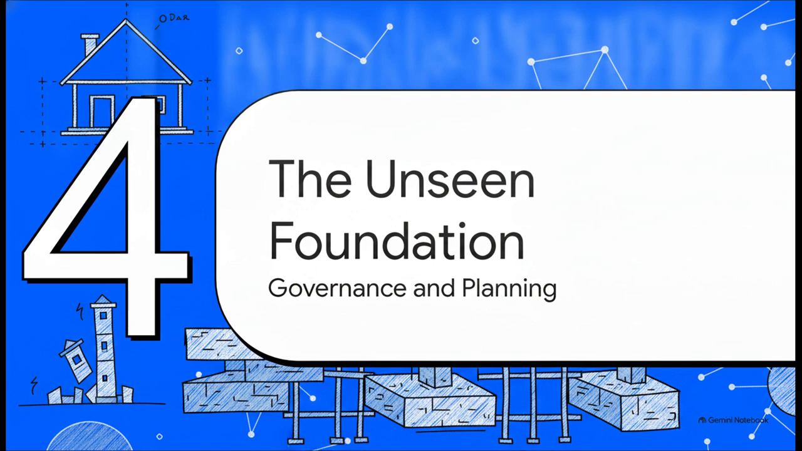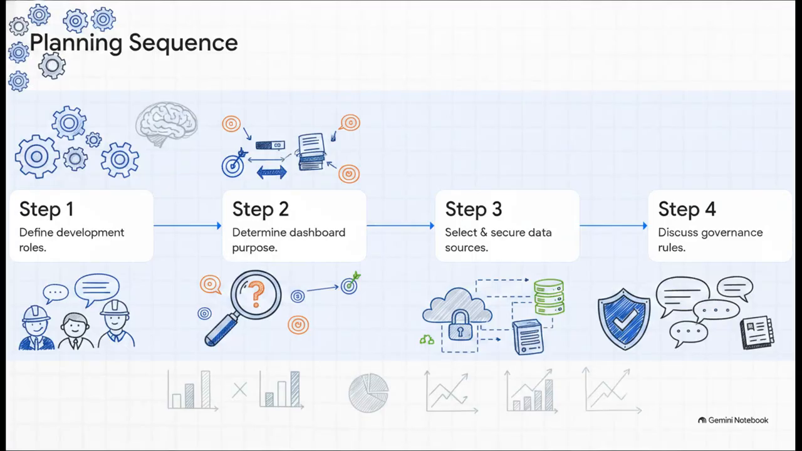Shifting gears to Section 4, the unseen foundation, governance and planning. Look, jumping straight into your BI tool without a wireframe or a plan is, again, exactly like building a house without a blueprint. It might stand up for a day or two, but eventually it's going to collapse. Take a look at this rigorous planning sequence straight from the Oregon Health Authority's Public Health Data Guidelines. Step 1. You define the development roles. Next, determine the specific purpose of the build. Then, select your data sources. And finally, discuss data governance rules. You literally have to have these conversations before you draw a single chart.